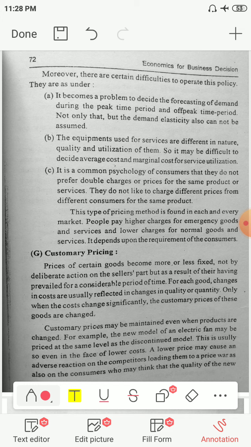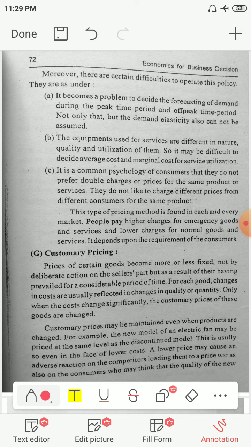The second difficulty is that the equipment used for services is different in nature, quality and utilization. So it may be difficult to decide the average cost and marginal cost of service utilization. Business does not run only on your cost of production and the cost of marketing. You have to decide your average cost and your marginal cost for your price decision. As you know in economics, average cost and marginal cost are very important for deciding price. But in a product where demand varies to a great extent, it becomes very difficult to arrive at your average cost calculation and marginal cost calculation.